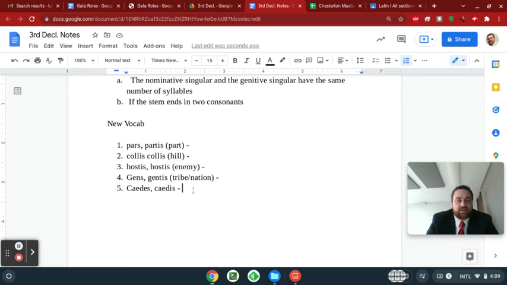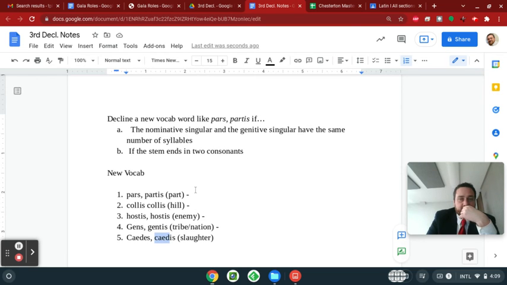All right, and then the last one, caedes, caedis. And this word means, oops, I didn't put the meaning. It means slaughter. So these, I believe, are on page 44 in your book. They are on page 44. Good. I'm getting familiar with my book. I'm memorizing the book. All right. So caedes is a slaughter, and caedis is of the slaughter.